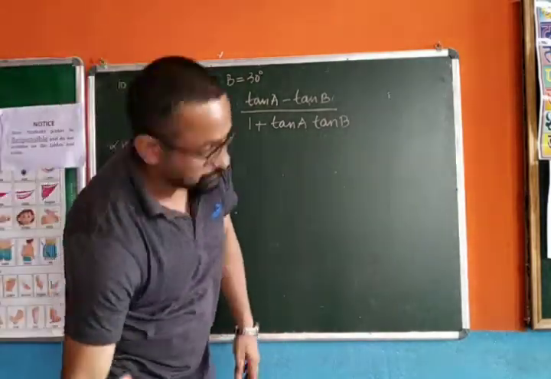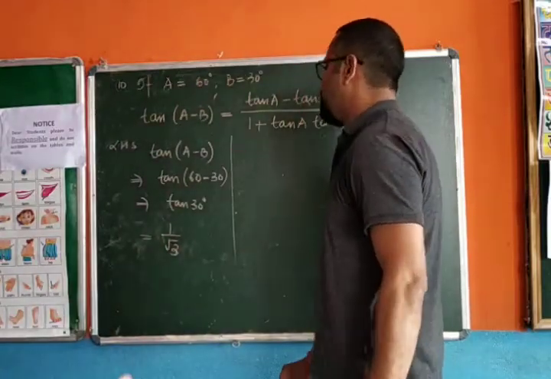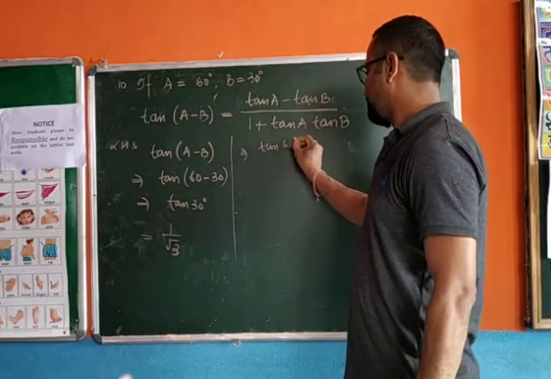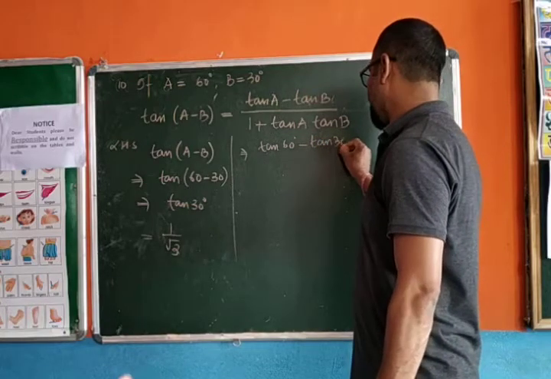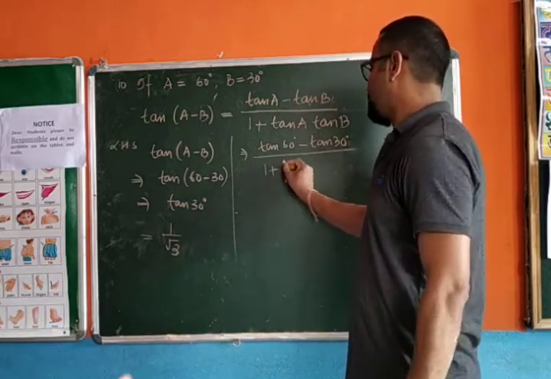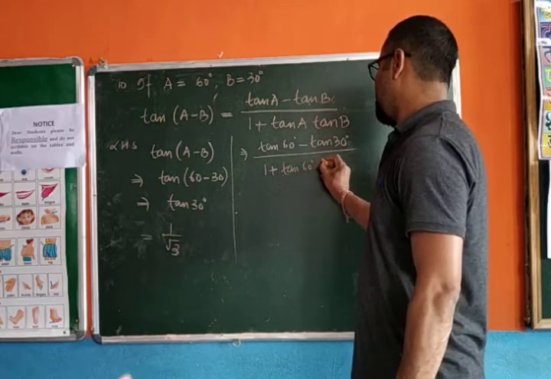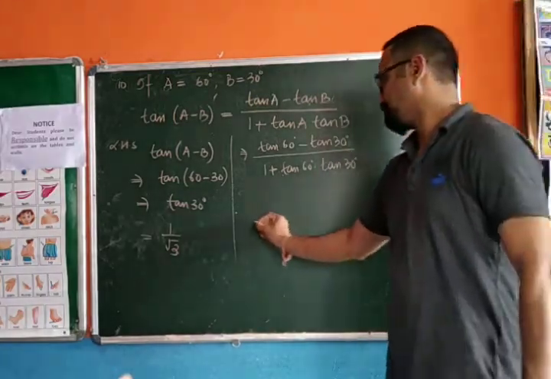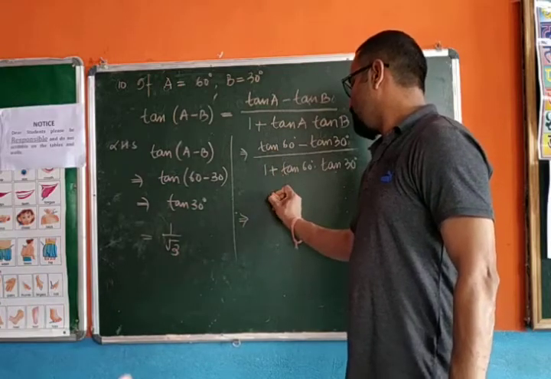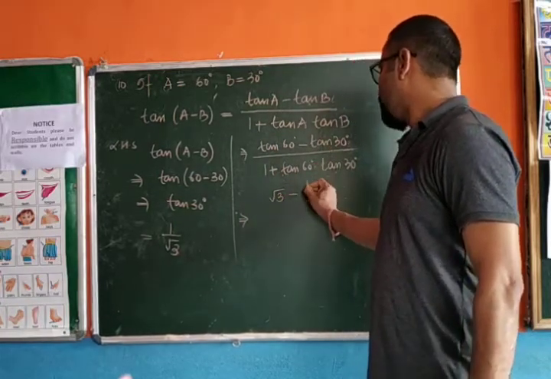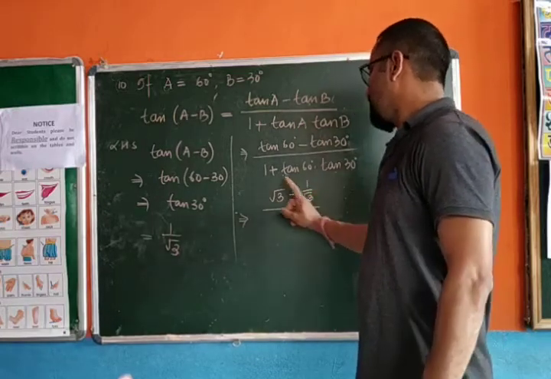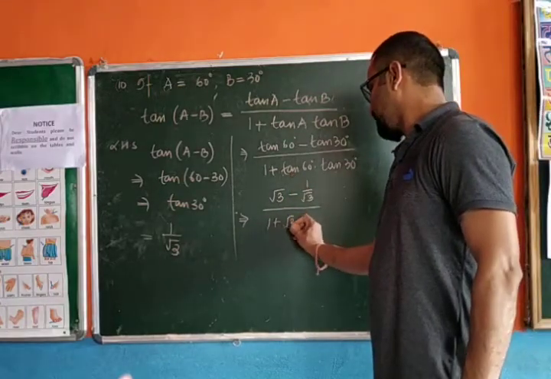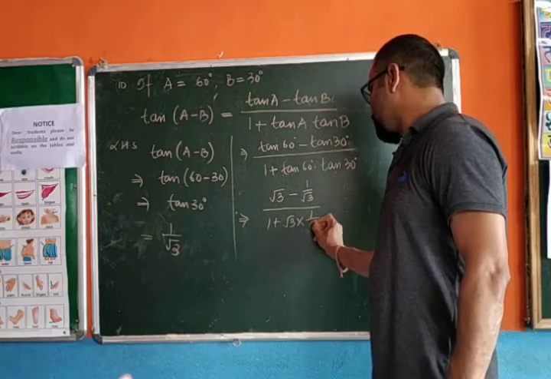Simplify the right hand side now. RHS. Copy it. Tan 60 minus tan 30, 1 plus tan 60, tan 30. Now you have to substitute the values. Tan 60 is root 3, 1 upon root 3, 1 plus tan 60 is root 3, tan 30 is 1 upon root 3.